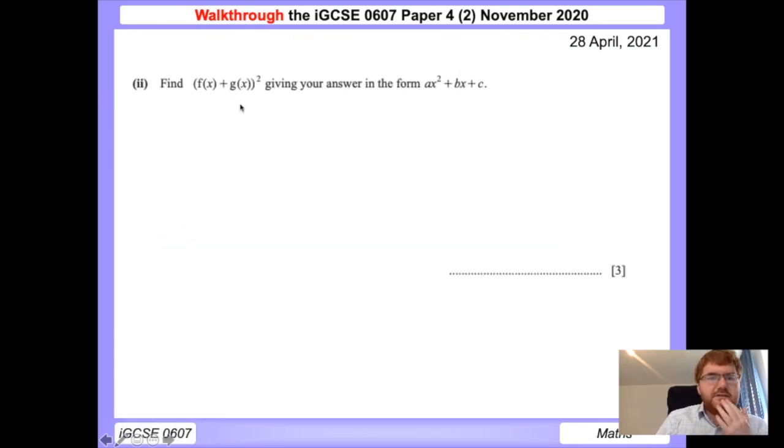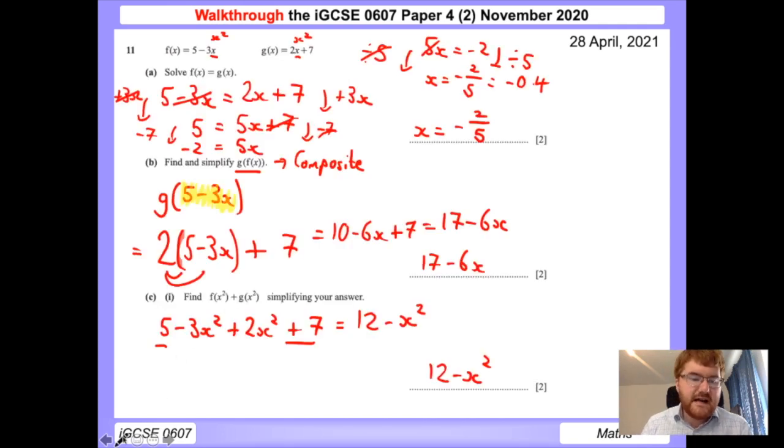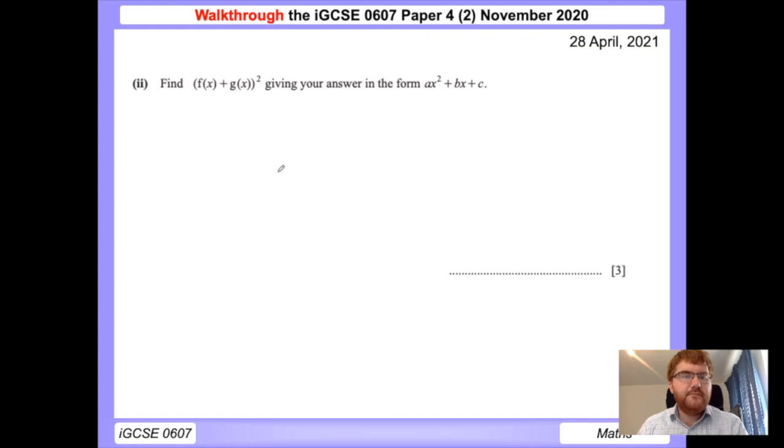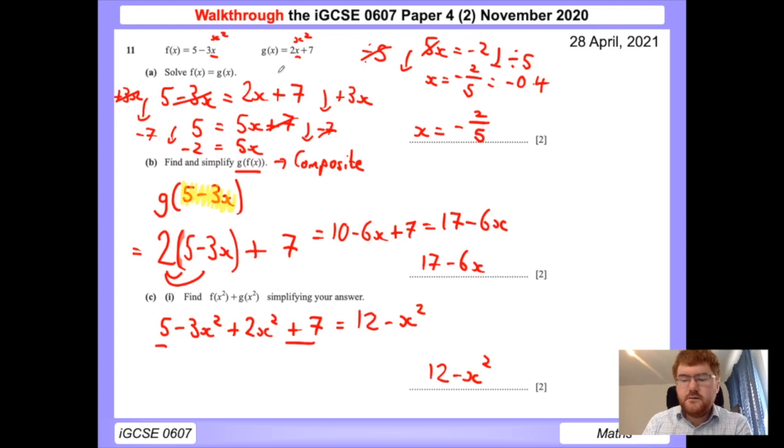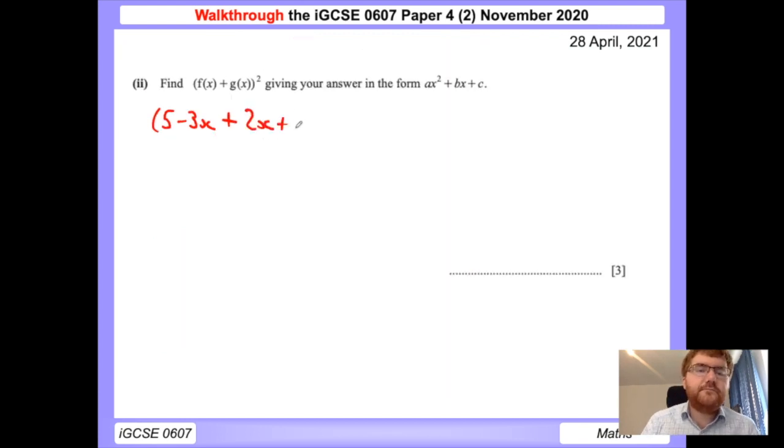And now at this point, what they do is they move the squared around. So they do find f of x plus g of x all squared and give them your answer as a standard quadratic. So what they want you to do is add the two functions together first. So we've got 5 minus 3x plus 2x plus 7. And then they want you to square it. So let's simplify what's in the bracket first. So 5 plus 7 is equal to 12. Minus 3x plus 2x is equal to minus x. And then they want you to square it from there.